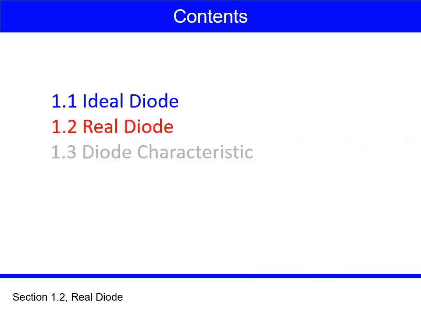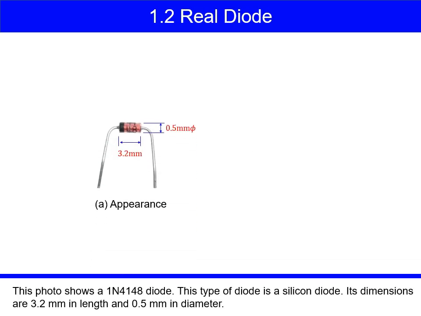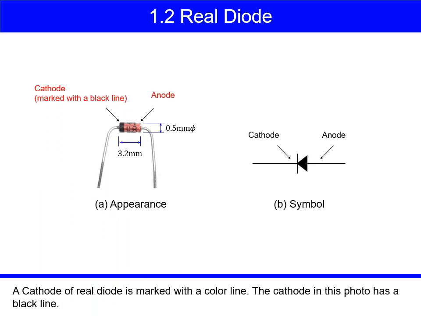Section 1.2, Real Diode. This photo shows a 1N4148 diode. This type of diode is a silicon diode. Its dimensions are 3.2 mm in length and 0.5 mm in diameter. This is the symbol of diode. The direction of the diode in the photo is the same as that of the symbol. A cathode of real diode is marked with a color line. The cathode in this photo has a black line.